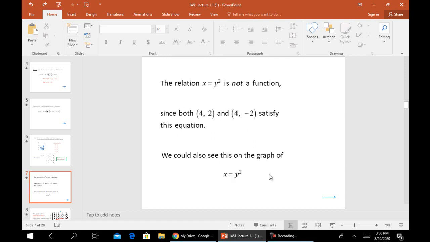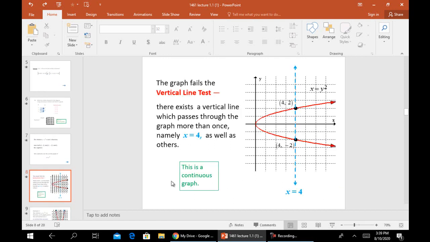We could also verify this in the graph of this equation. So if we look at the graph of x equals y squared, well, that's a parabola that opens to the right, and it is not a function, for example, because the same element 4, so 1, 2, 3, 4, is assigned to two distinct numbers, 2 and -2 here.